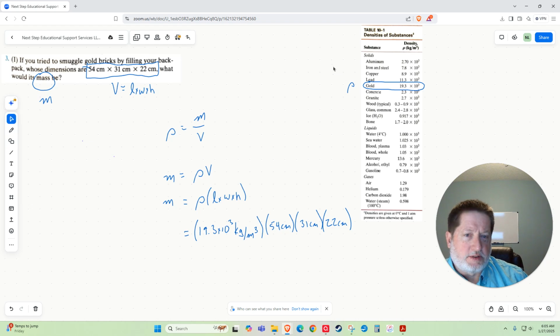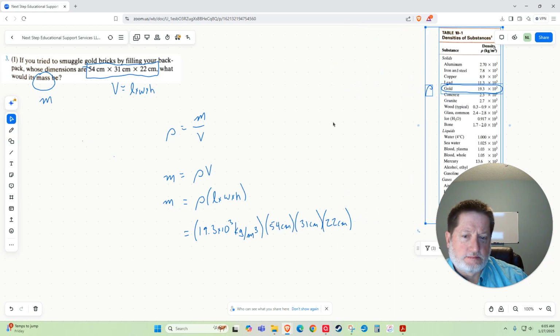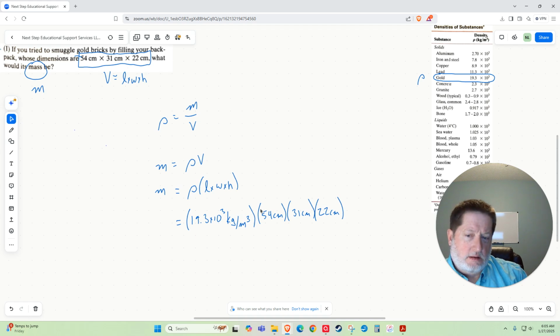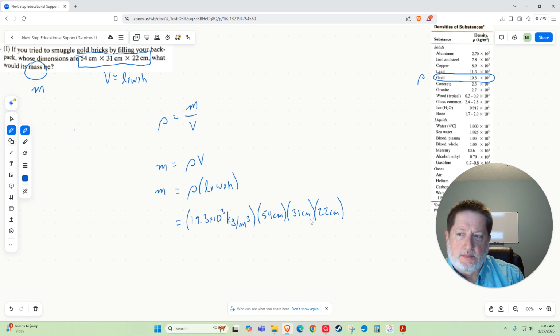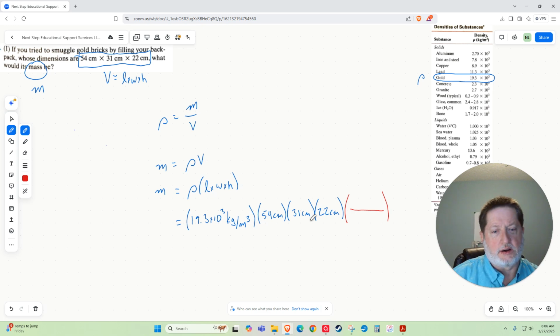Now you may notice a unit mismatch here, because our density is in kilograms per cubic meter and our lengths are in centimeters. So we have two options to deal with this. One of them is to convert these units right here. Unit conversions are always multiplying by the number 1 because we're not changing the quantity we have.